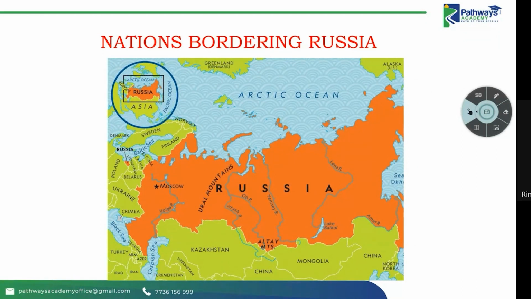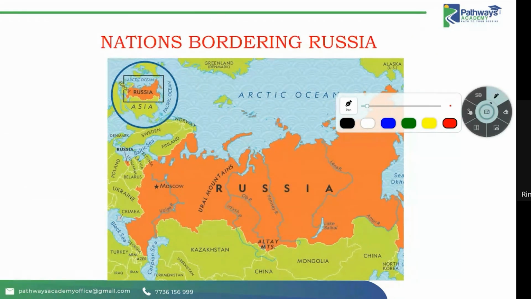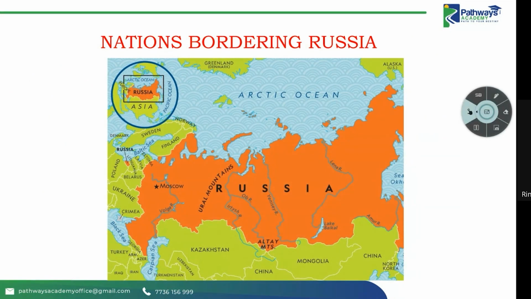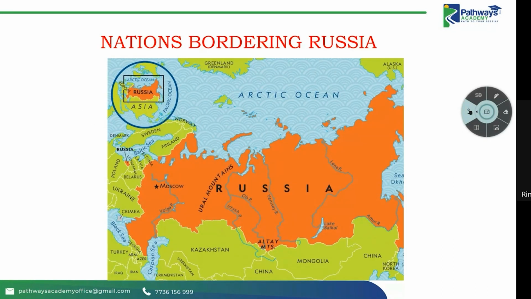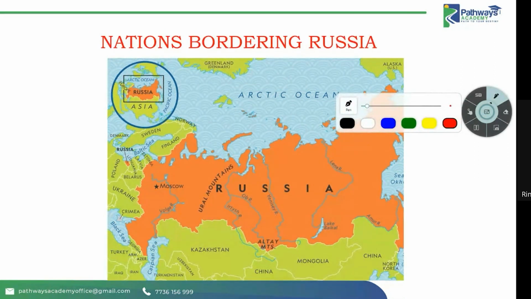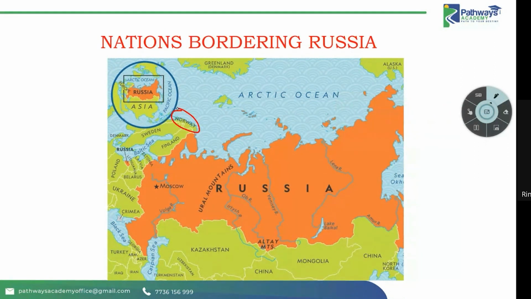Next is Russia. You can see Russia here. The nations bordering Russia include Norway. Please write it down: Norway, Finland, then Estonia, Latvia, Lithuania. The first one is Norway, then Finland.